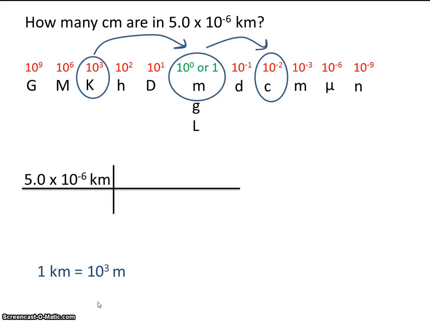Okay, so our first conversion factor will be kilometers to meters. We know that a kilometer is big, and this is a base unit. There are 1,000 meters in 1 kilometer. So let's go ahead and use that as a conversion factor. Now, we're going to need another conversion factor too, because that only gets us to meters. So our second conversion factor is from meters to centimeters. That's here, from meters to centimeters.